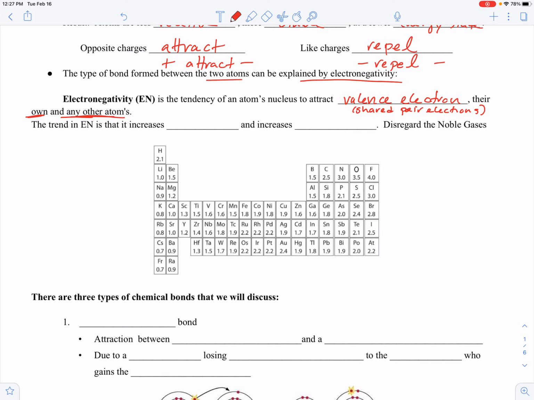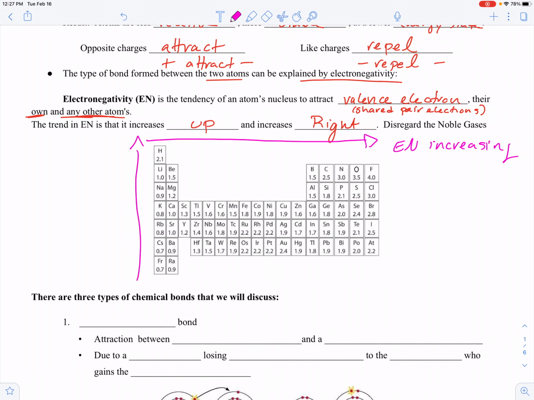Now, as a reminder, electronegativity's trend is that it increases as we move up the periodic table and as we move to the right. So I'm going to draw that onto my picture real fast. As we move to the right, our electronegativity is increasing, and as we move up our periodic table. So the trend is basically in this direction as we move diagonally from the lower left-hand corner to the upper right-hand corner.